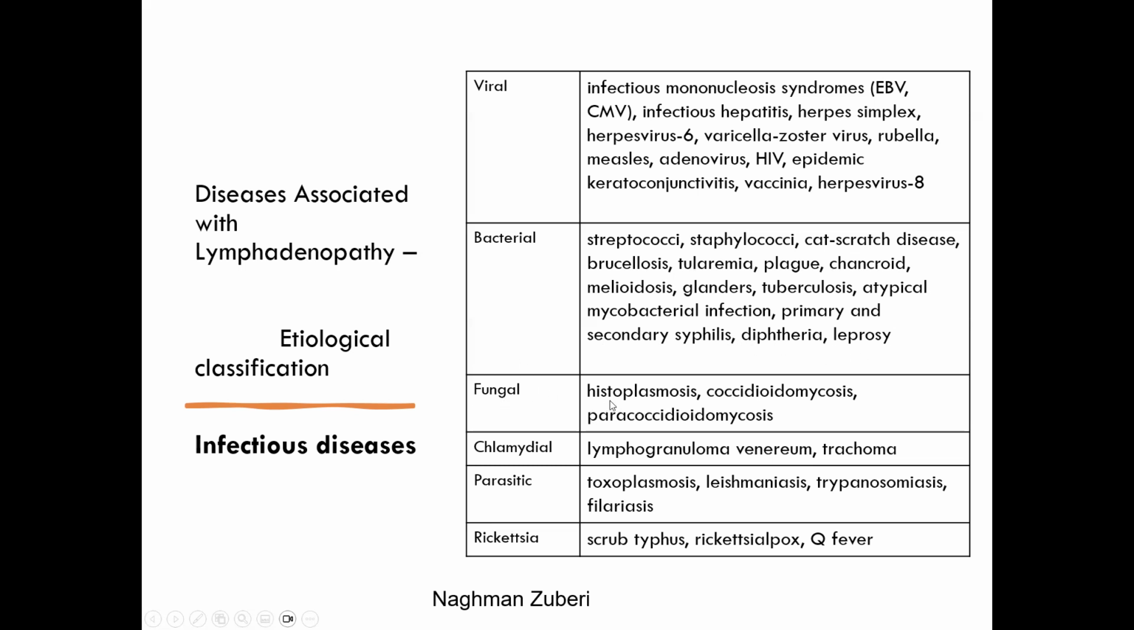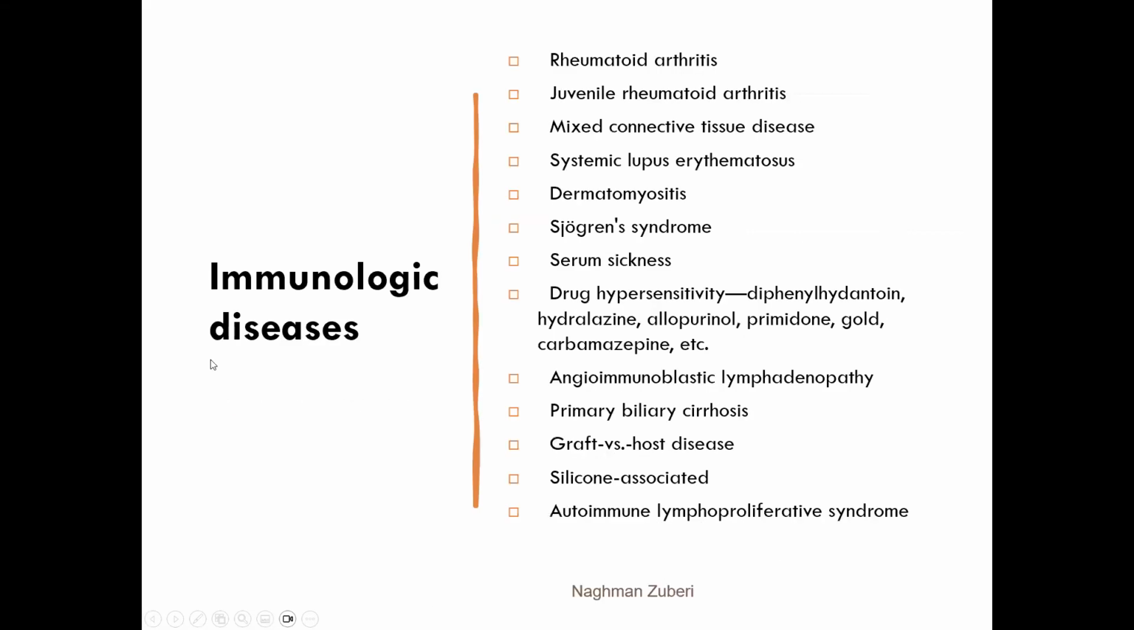Then the fungal problems: histoplasmosis, coccidioidomycosis, or paracoccidioidomycosis. Then come chlamydial problems: lymphogranuloma venereum and trachoma. Then parasitic problems: toxoplasmosis, leishmaniasis, trypanosomiasis, and filariasis. Then rickettsial diseases: scrub typhus, rickettsialpox, or Q fever.